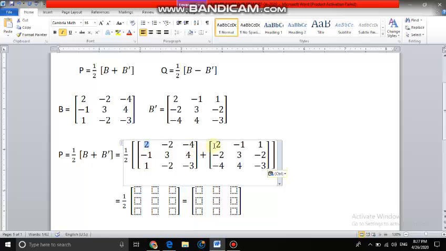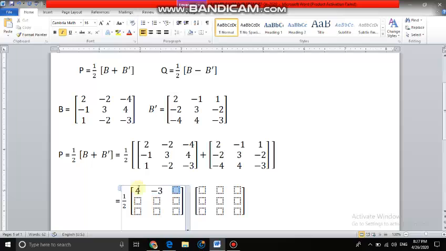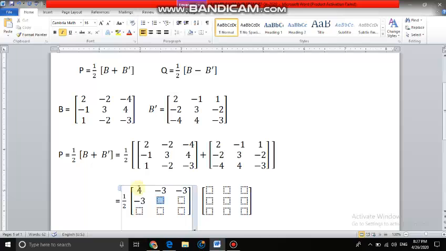So how do you get the element here? Here this 2 and here this 2, so 2 plus 2 is 4. Then my next element is minus 2 minus 1, which is minus 3. Minus 1 plus 4 is again minus 3. Minus 1 minus 2 is again minus 3. 3 plus 3 is 6. I am adding the corresponding numbers. We already learned how to add the numbers.